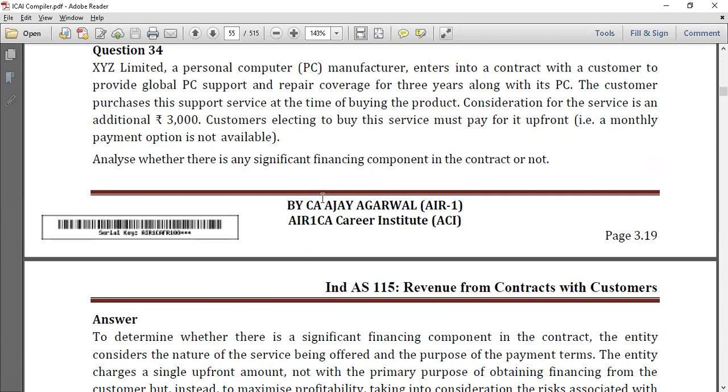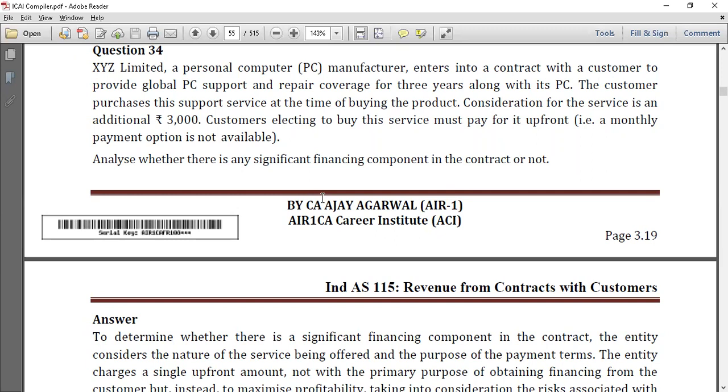Now the customer purchases this support service at the time of buying the product. The consideration for the service is an additional 3,000. See here, he is collecting completely for 3 years at once, that is 3,000. Now the customers electing to buy this service must pay upfront; a monthly option is not available. Here, as the monthly option is not available, does this have any significant financing component? We can say no. Why?